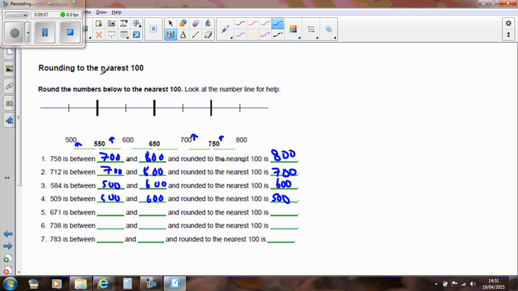Now because we're doing the nearest 100, we're looking at hundreds, so it's 100, 200, 300, 400, 500, 600, 700, 800, 900, 1,000, 1,100, 1,200, 1,300. So you're not looking at any 5s or 50s, nothing like that. That's just to help you figure out which one's closest. Let's do the bottom one. 783 is between 700 and 800, but 783 is probably about there. So it's far closer to 800 than it is to 700. So that's that one, 800.